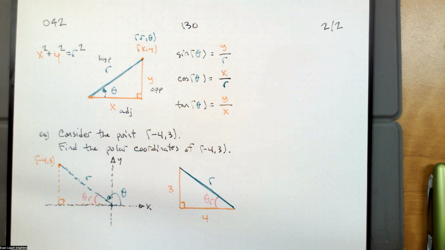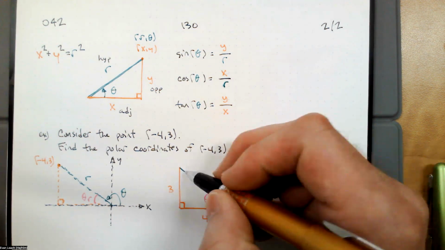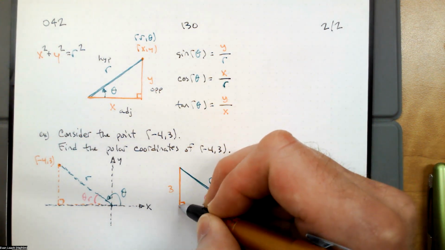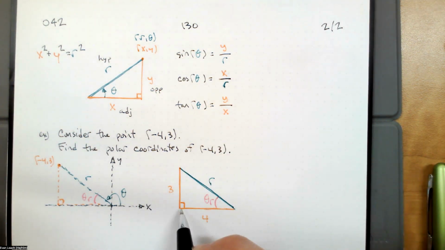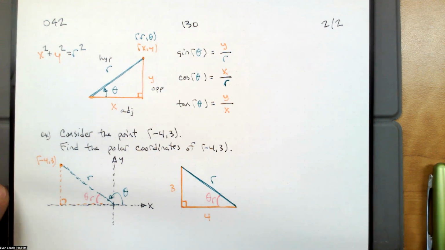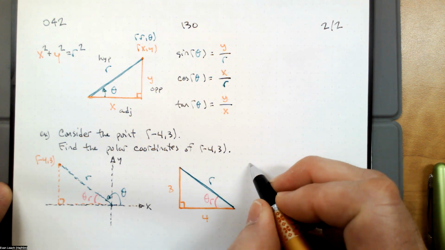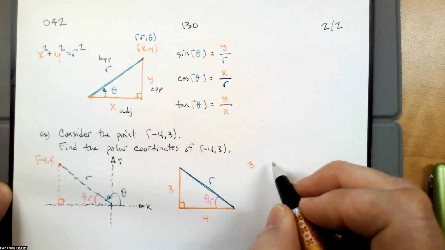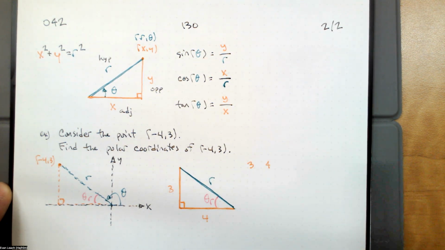So what can we do to find the radius? For polar coordinates, I need a radius and an angle. How do we find the radius? What should we use? Pythagorean theorem, because we just got this triangle. There's a 3, a 4, and we've got to figure out the r. So I'll just go 3 squared plus 4 squared is r squared.